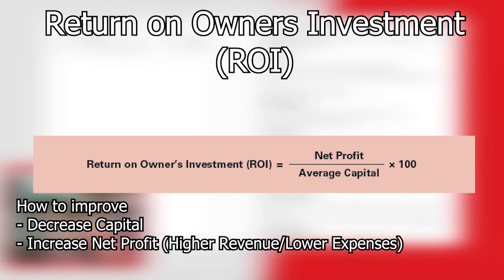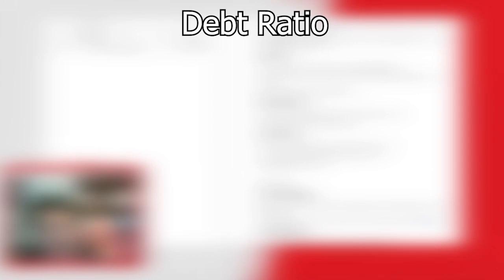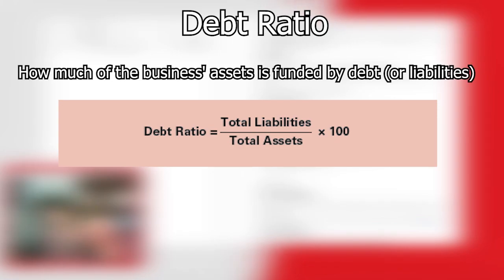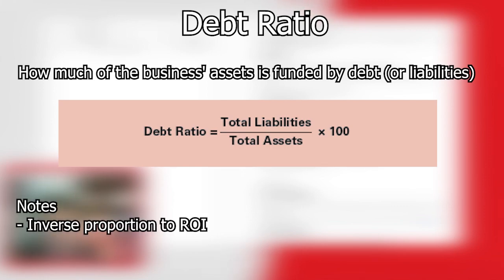Now, the next one on the other side is the debt ratio. This is total liabilities divided by total assets. And this tells us how much of the firm's assets are financed by debt. Now, a small little sidebar here. The debt ratio is inverse proportion to return on owner's investment. And this falls in line with the idea of high risk is high reward.